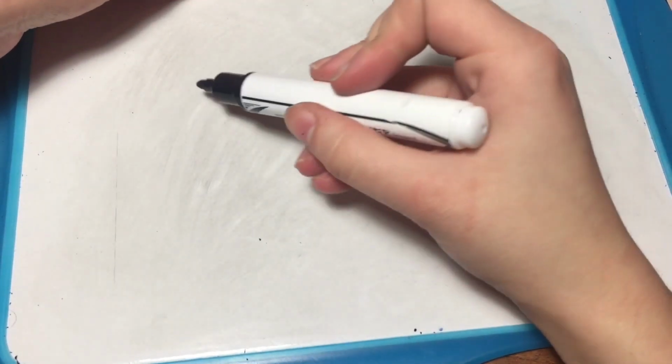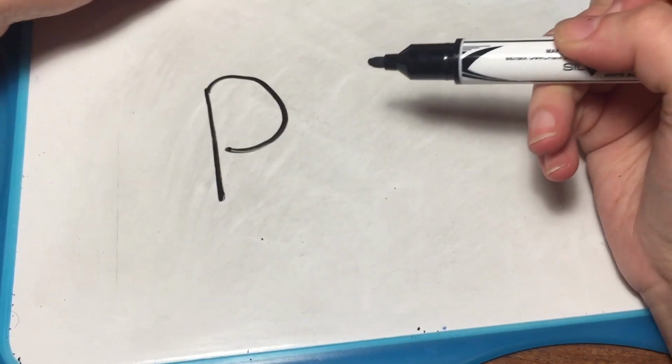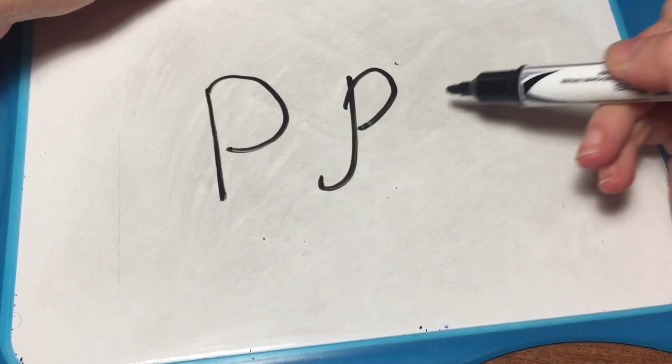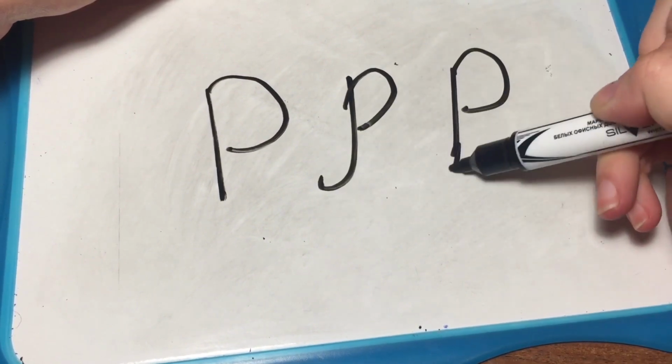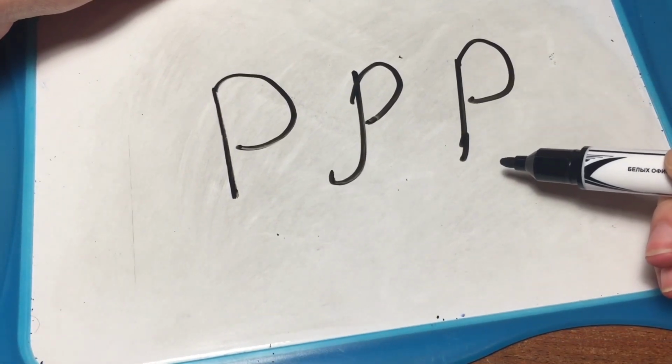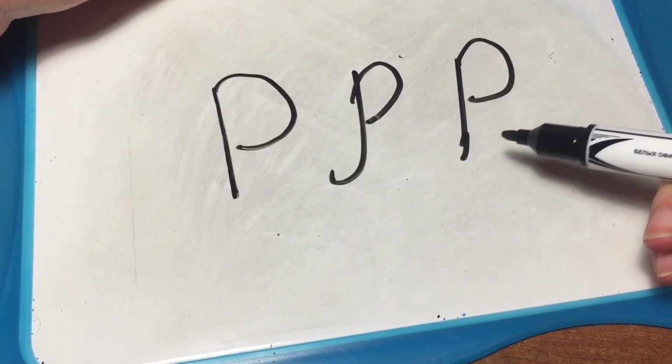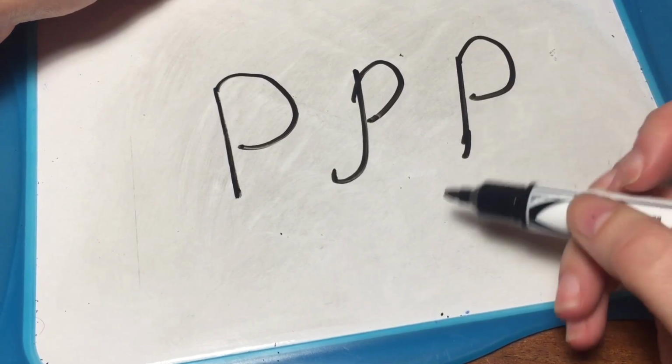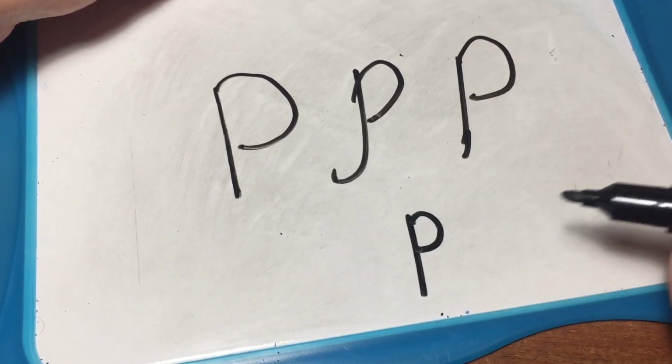Next letter is the letter R, which is written like this or like this. I usually write it like this. Do not confuse it with the English P. This is not English P, this is the sound R. And the small R is written like this.